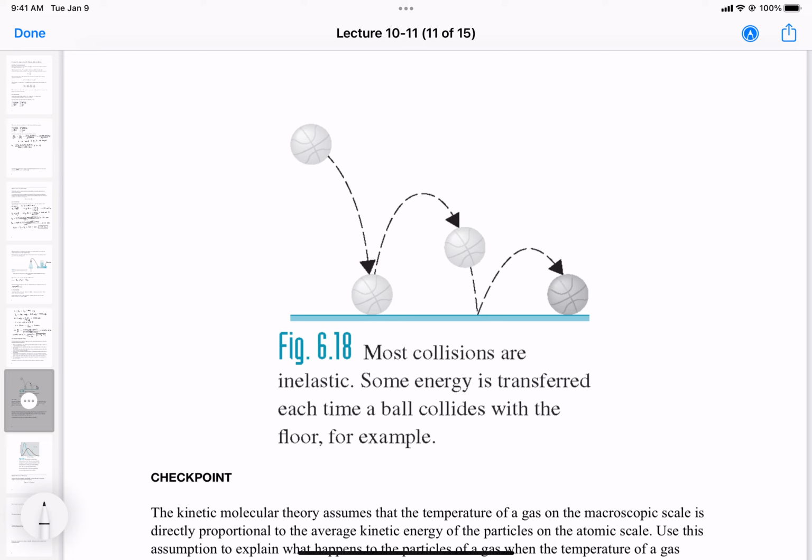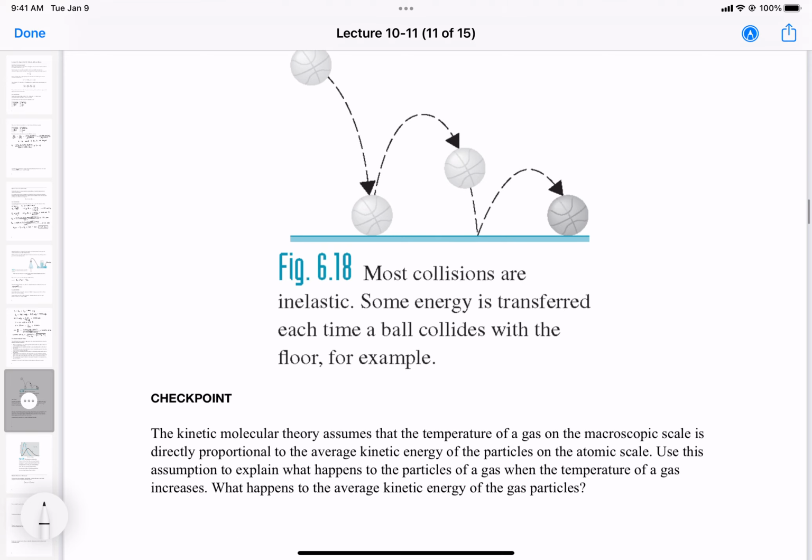Okay, hello everyone. Now let's wrap up this lecture talking about some aspects of the kinetic molecular theory. Most collisions are inelastic, right? So like you drop a ball on the floor, eventually it will stop bouncing because you're going to lose some of that energy to sound energy, to heat, and also to other forms of energy. So most collisions are inelastic. I can't really think of a situation where it'll be elastic, but most of them are inelastic collisions.